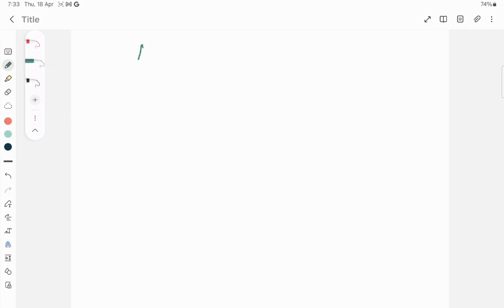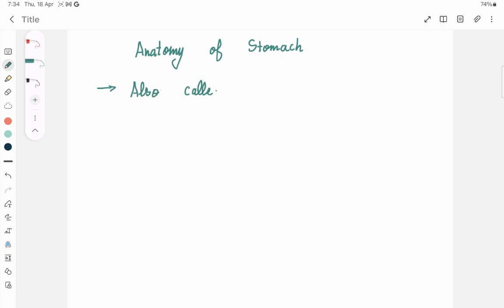So, anatomy. It's not very difficult, it's pretty easy. The first point is it's also called gaster. It's probably a Greek word, and that is why everything related to stomach is called gastro, gastric.